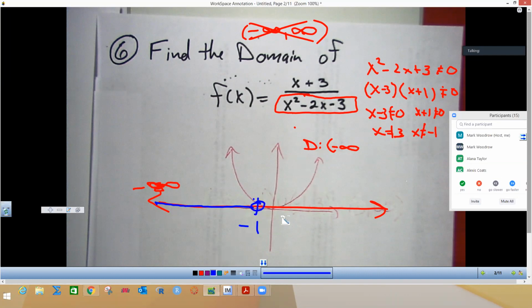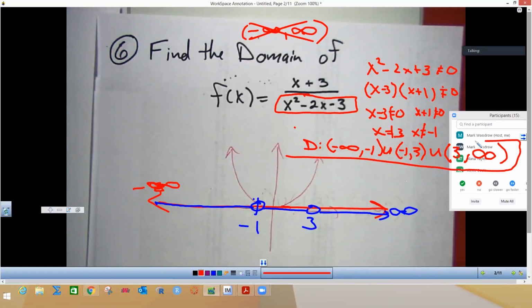Well, I know this does not work. And then as I come over here, I know that this does not work. And then going this way, everything works the rest of the way. So I have to say, it works from -infinity to -1. And now I have to jump over just the -1 because that's the only value that doesn't work. And then -1 works all the way up to 3. Then I have to jump over that 3 because 3 doesn't work. I jump over it and then I finish at infinity. So that is this domain.